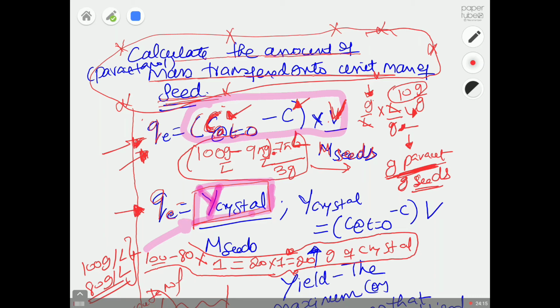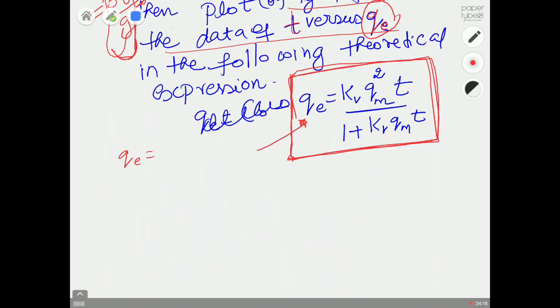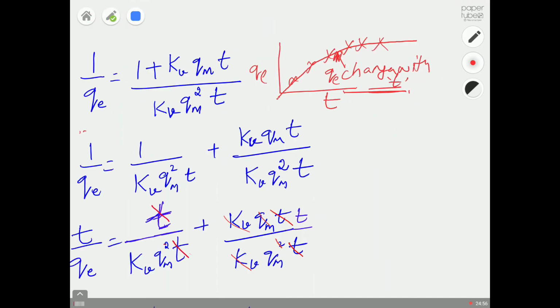What is this QE? I think I messed up the page. C at T equal to 0 minus C, this is concentration at any time, multiplied by volume of your reactor, divided by mass of your seeds. So this equation is very difficult to solve. It looks a bit complex. So what I did is I linearized this expression. You take this equation and then you take the inverse, 1 by QE. Numerator will go to denominator and denominator will come to numerator. So that's what I did here.